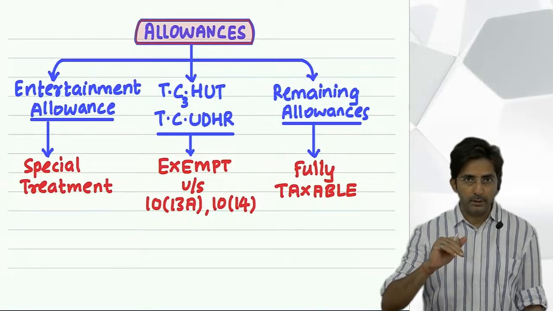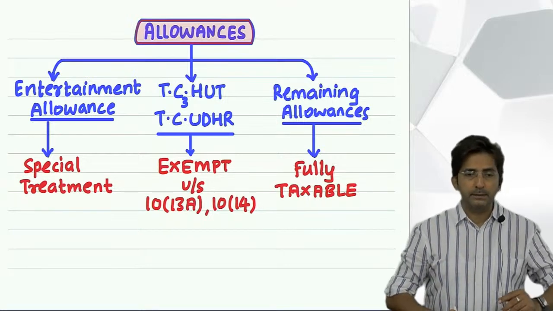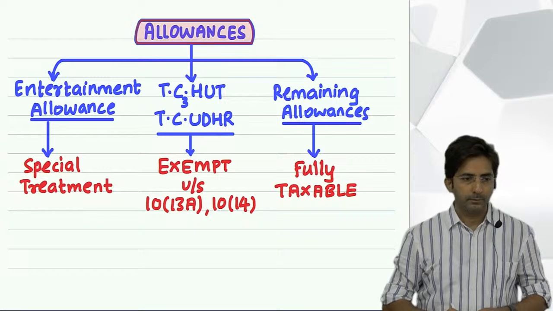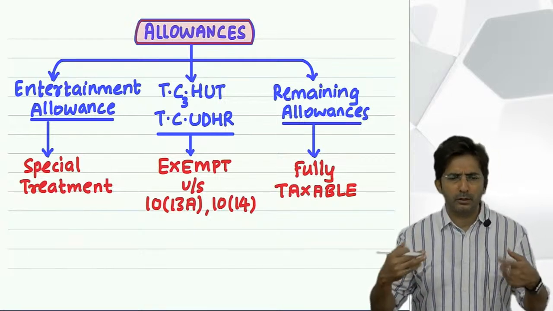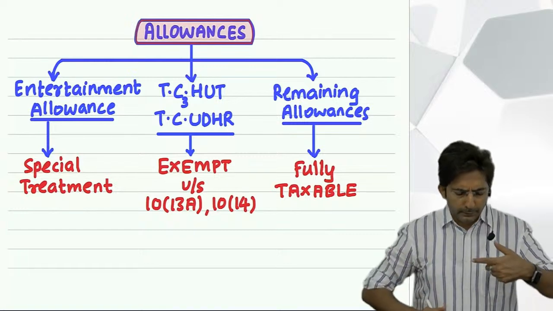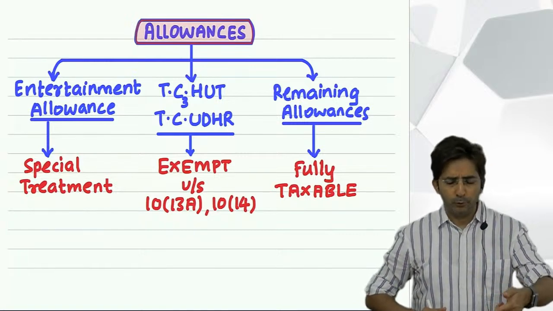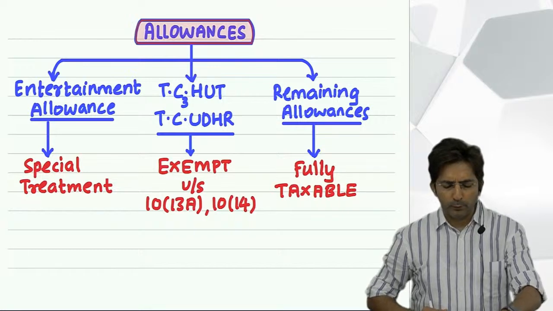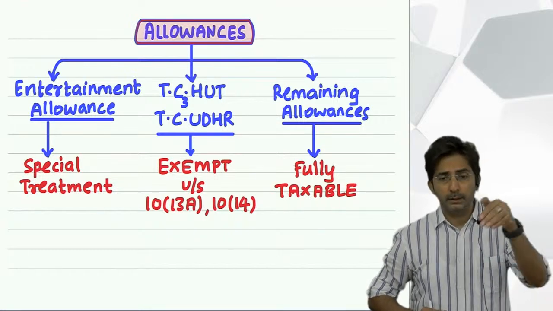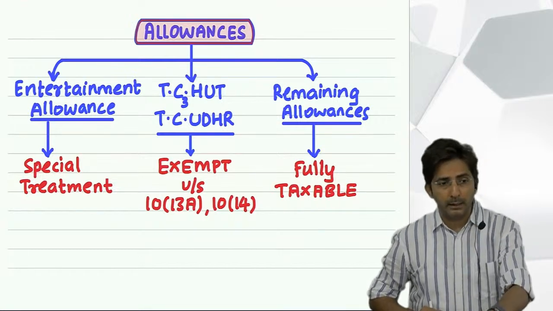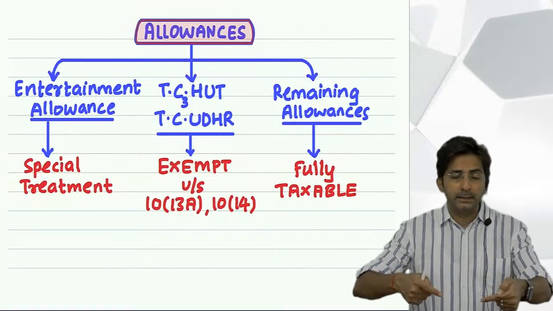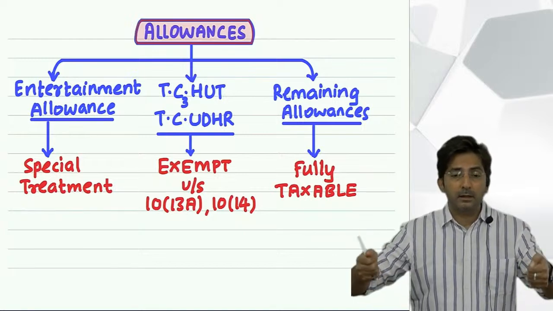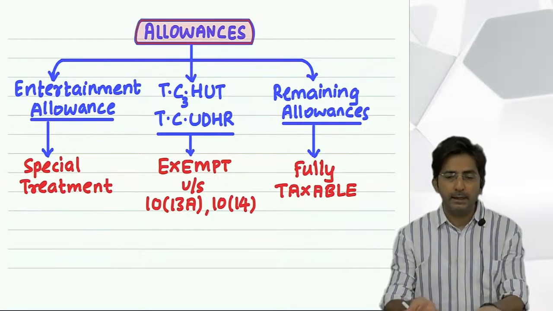See, transport undertaking employees means, for example, you are a truck driver or a bus driver, and the full day you have to drive the truck or the bus. So in the process of driving, you have to take a halt many times, you have to eat some food, you have to fill the diesel, you have to pay toll naka, many expenses you have to incur. So for these expenses in the course of driving the truck or the bus, you are given an allowance.